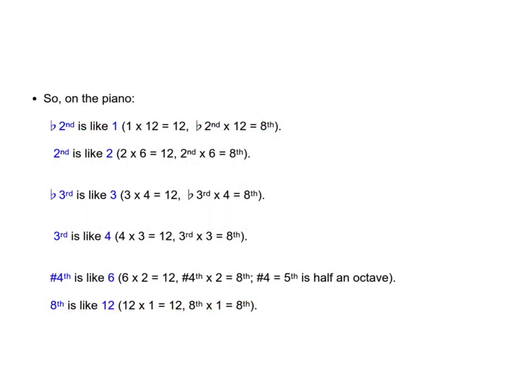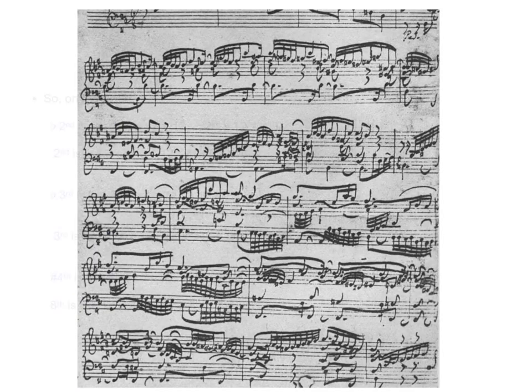An augmented fourth is like 6. 6 times 2 is 12. An augmented fourth times 2 is an octave. So an augmented fourth, which is a diminished fifth, is exactly half an octave on the piano. An octave is like 12. Obviously that's the last one. 12 times 1 is 12. The octave times 1 is an octave. Okay, and that was it.